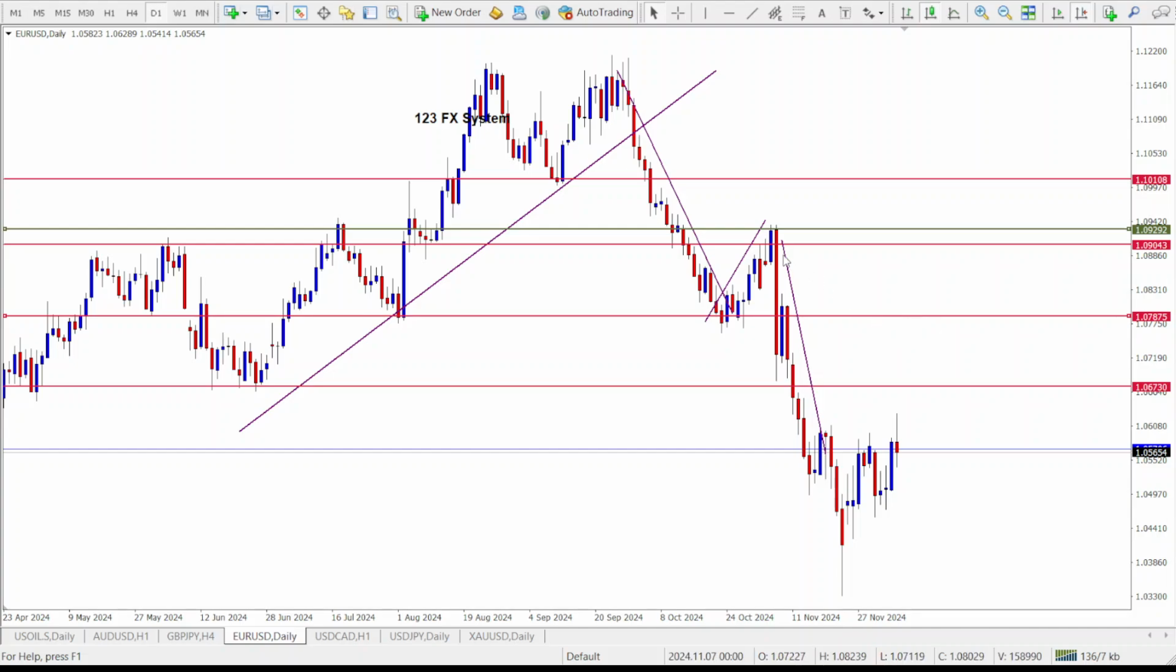Now, these 3 steps form a simple logical sequence that helps you spot when a trend is about to change or continue. Now, the best part, this system works on any time frame and with any currency pair. Now, let's break down how to recognize the 1, 2, 3 pattern on your charts.